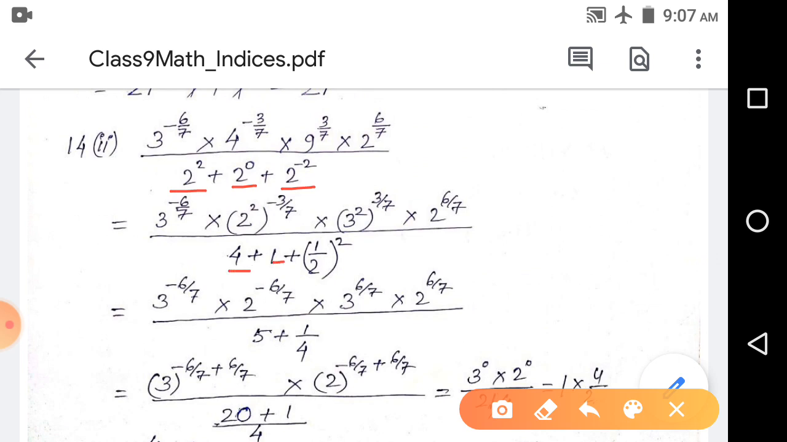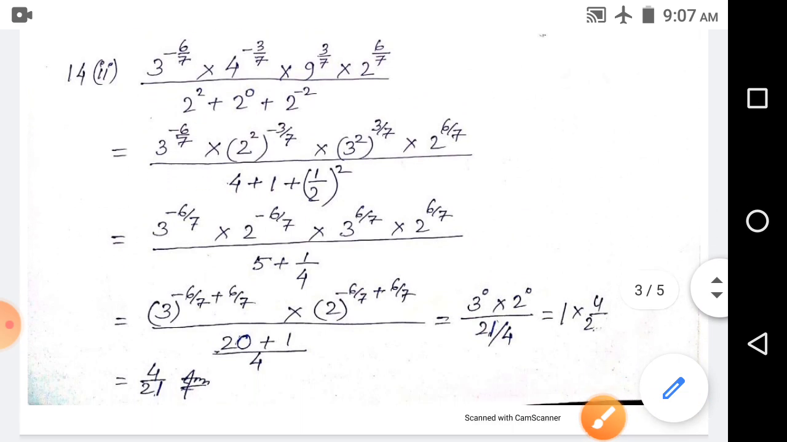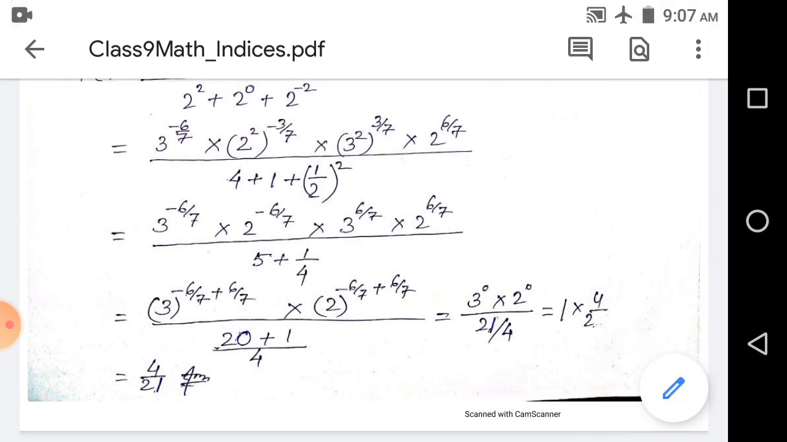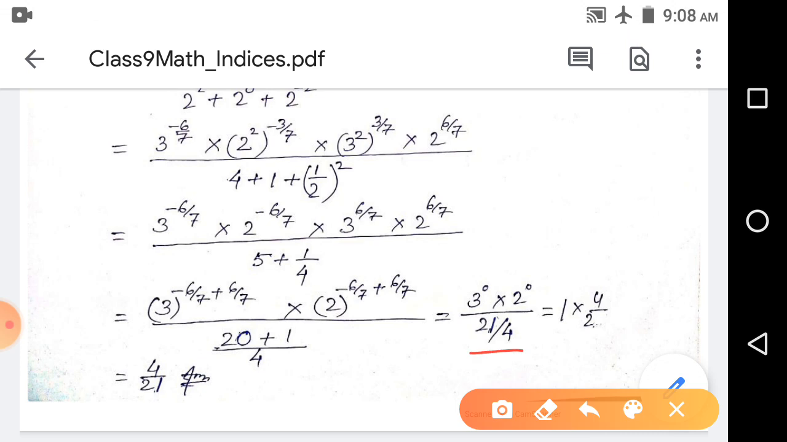It is 4, it is 1, it is 1 by 2 square, so it becomes 4 plus 1 is 5, plus 1 by 4. Then we will simply add those, and what is left? It is 21 by 4. So 1 into 4 by 21, it is 4 by 21 actually. See, this is the answer, 4 by 21.